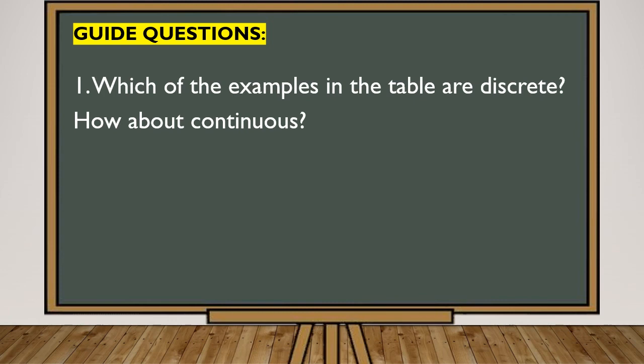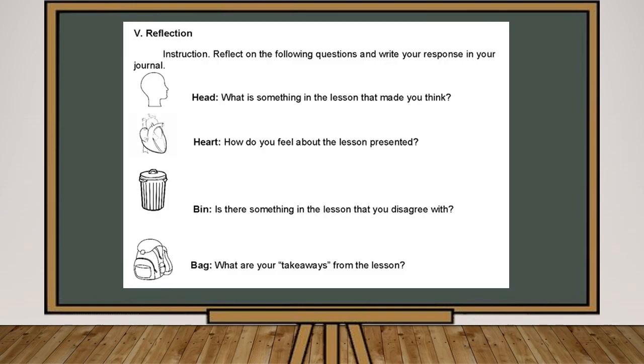And do not forget to answer these guide questions. Which of the examples in the table are discrete? How about continuous? So you have to enumerate the discrete and continuous. And for your reflection, please do not forget to write this in your reflection because this is a part of your performance task, journal notebook. So you write your reflection for lesson 2. For the head, what is something in the lesson that made you think? For the heart, how do you feel about the lesson presented? For the bean, is there something in the lesson that you disagree with? For the bag, what are your takeaways from the lesson? So please write it down in your journal notebook.